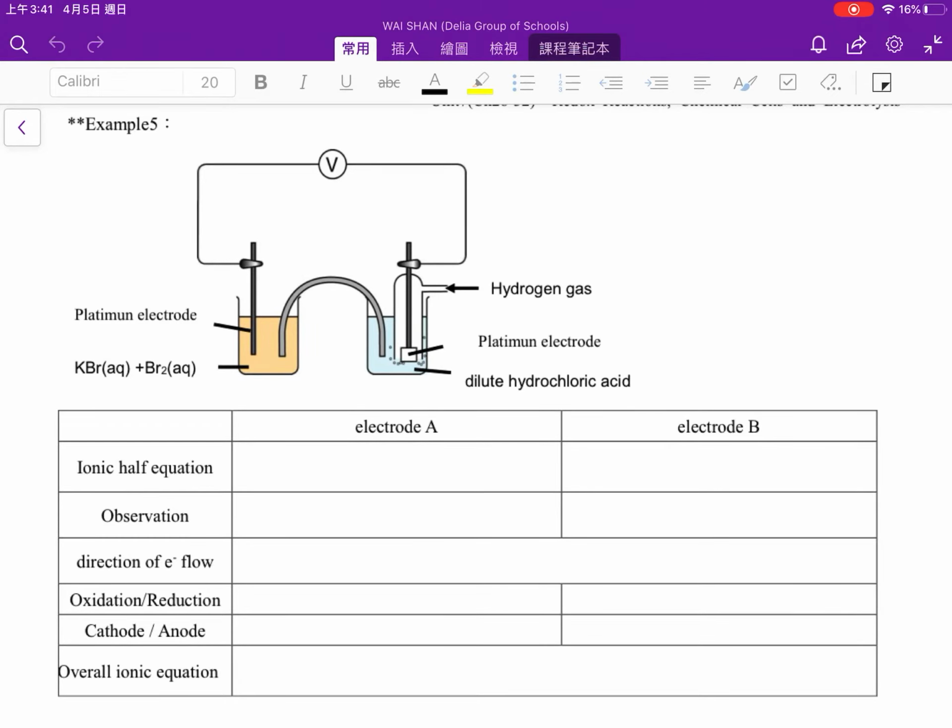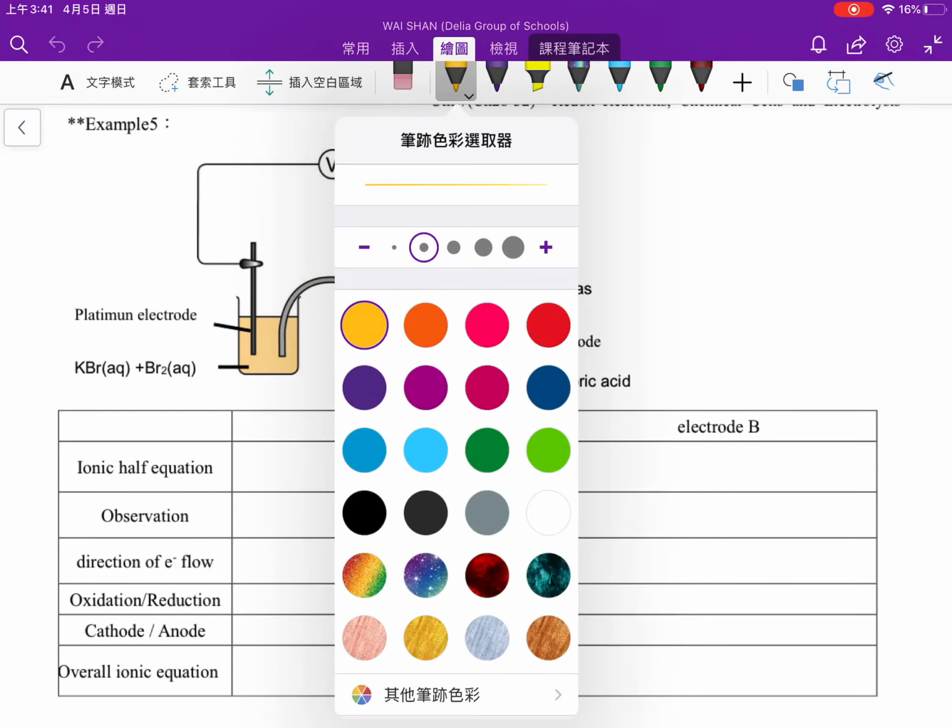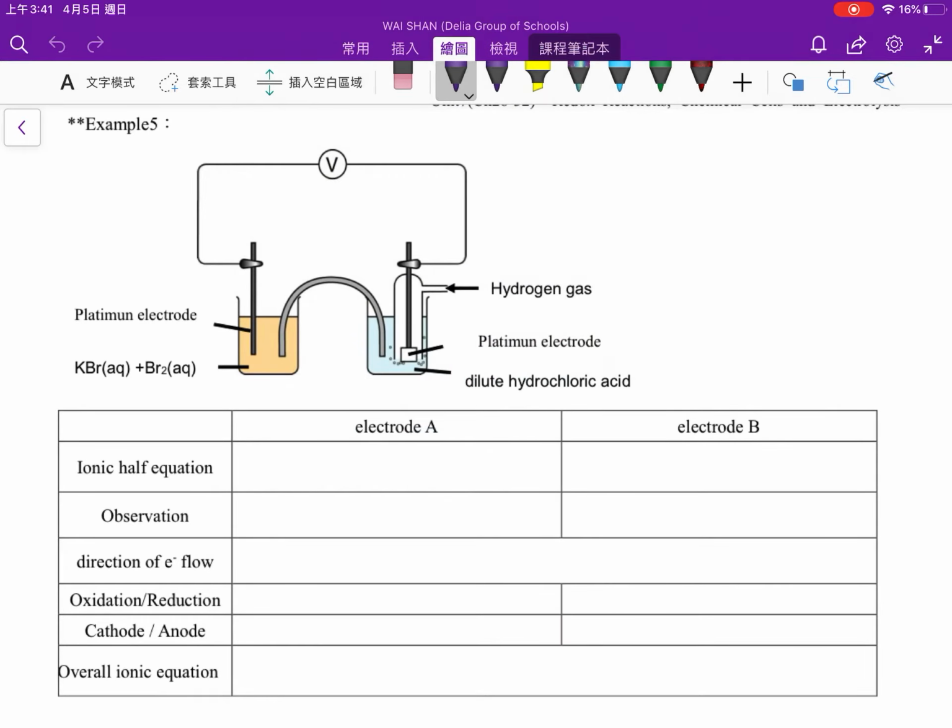So now I will talk about the remaining difficult examples of the redox reactions in simple chemical cell. That means chapter 31. They are difficult because it will be a bit different from the easy examples that you have done before. For example, example 5. You will see that there are KBr and Br2 in the same half cell.